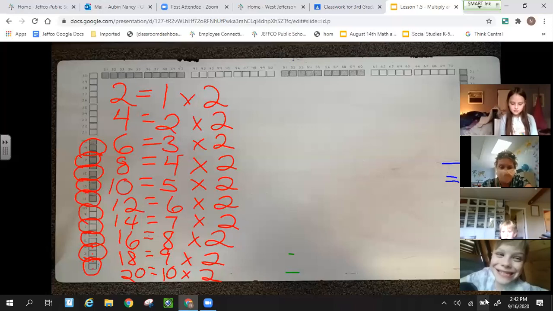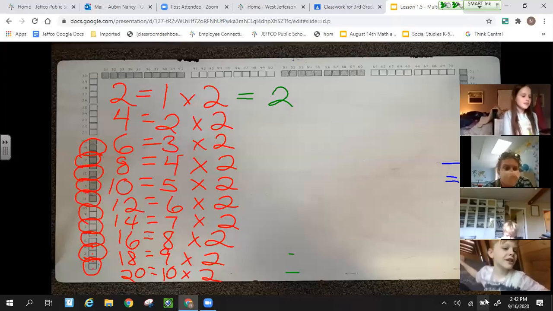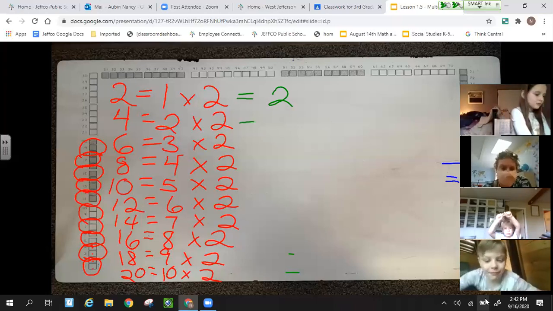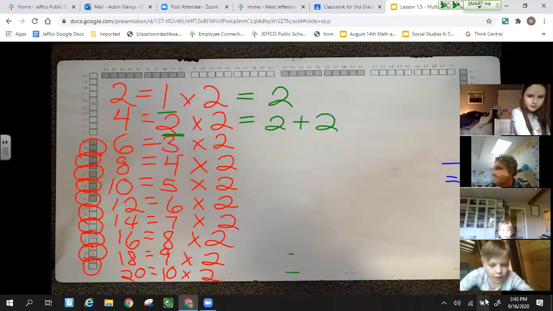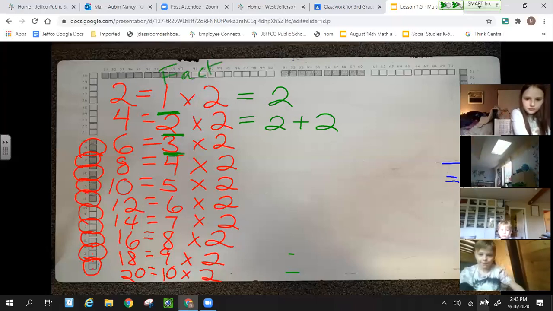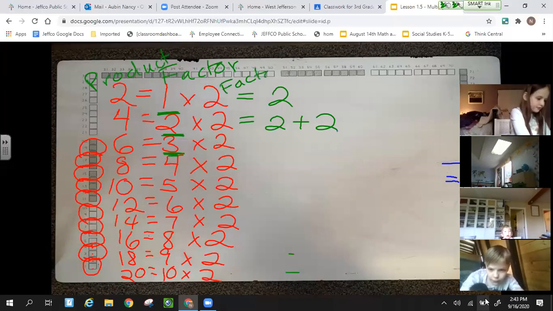So keep your boards the way they are. So 2 equals 1 times 2. That's really only 1, 2, right? For 4 equals 2 times 2, that's 2 plus 2, because your group size, your first factor, is telling you the number of 2's in your group. This is our product, the answer. This is our other factor. But that tells us how many 2's we're adding in that repeated addition.